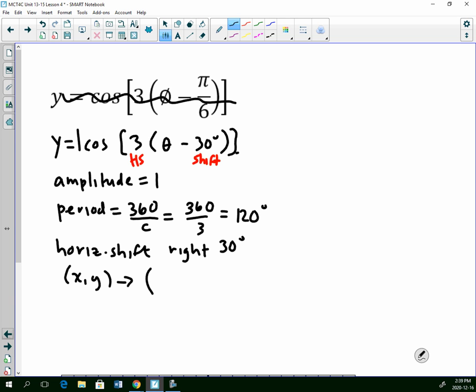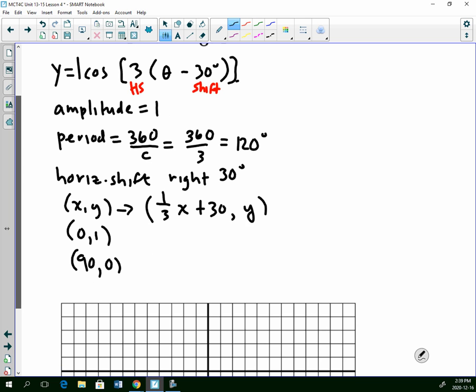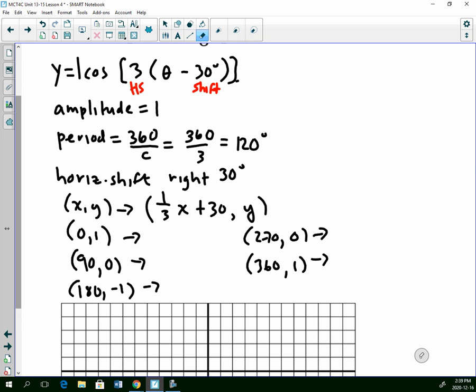So both transformations apply to the x. So the x is 1/3, right? The inverse of 3 is 1/3. And then we're going right 30, so plus 30. Y does not change. And it is cosine, so always make sure that you've got the proper sine or cosine. Okay, so we're dividing the x by 3, and then adding 30.